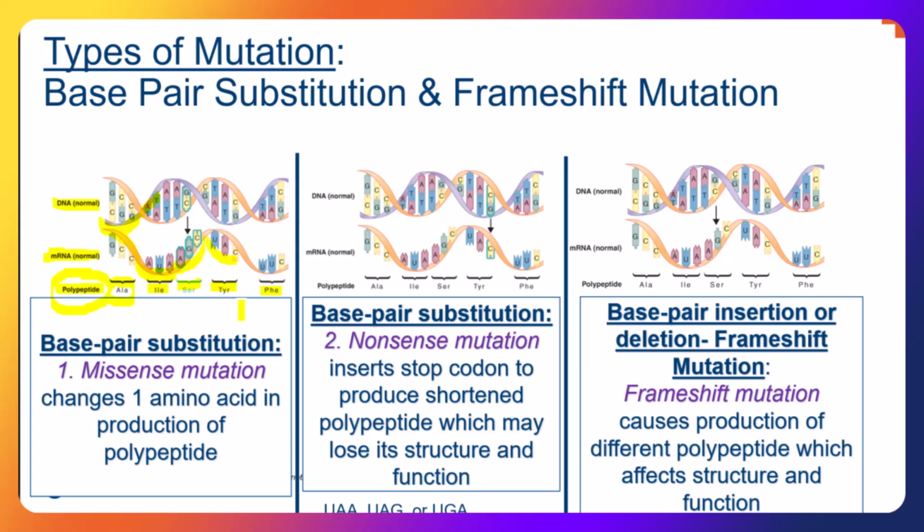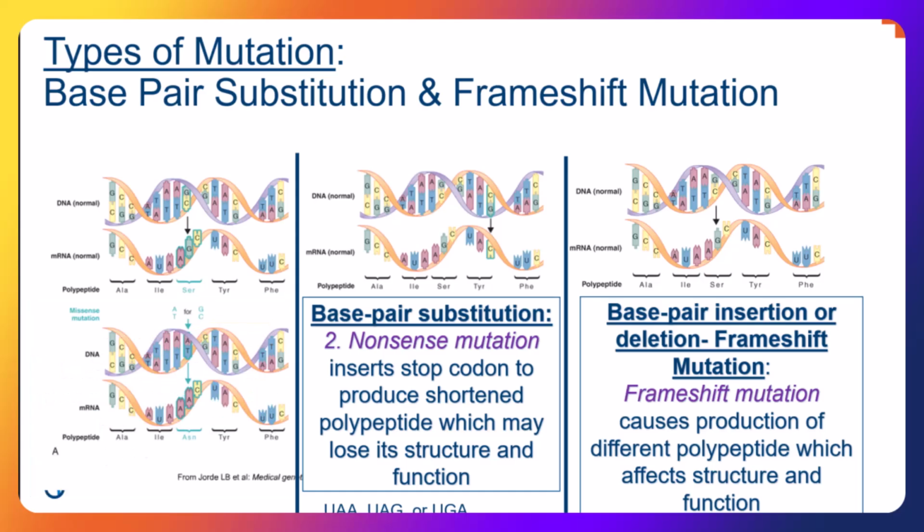If anything here changes, that's a problem. Of course, this course is all about problems. So let's look at an example where normal does not occur, and that is with what's called a base pair substitution. Substitution of a base pair is called a missense mutation. What happens here is we get a change in one amino acid in the production of a polypeptide. So one of these changes. Let's see what that looks like.